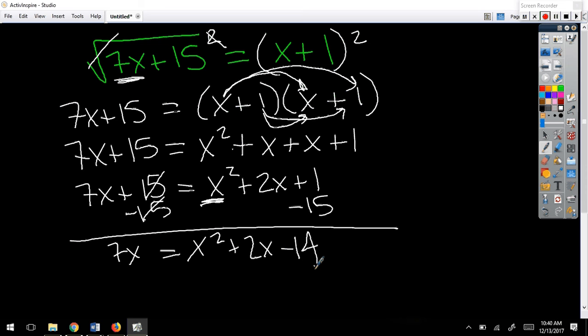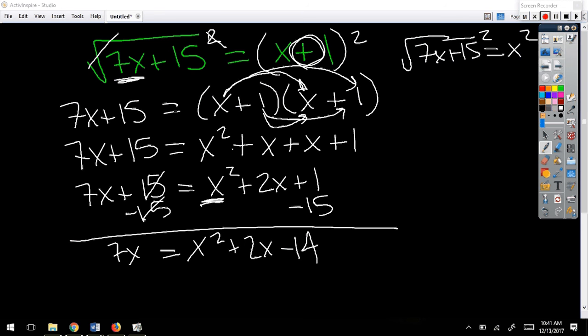We always FOIL. If there's ever a plus or a minus on this side when you square it, absolutely, you have to FOIL. You have to multiply it out. If this was just square root of 7x plus 15 equals x, well then you could square each side. It's still a quadratic and you'd still have to do the same kind of thing, but you wouldn't have to FOIL. Remember, quadratics have to be equal to 0 before you start solving them.